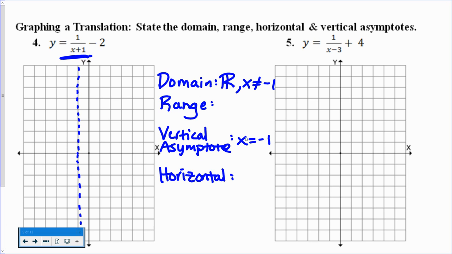For my range, since there are no values for x that are going to make 1 divided by x plus 1 equal 0, it means I also cannot have y. So I can have any number, but y could never be -2. So I cannot cross -2 as a y value. So I mark that, and then I write the equation for that line, y equals -2 for my horizontal asymptote.